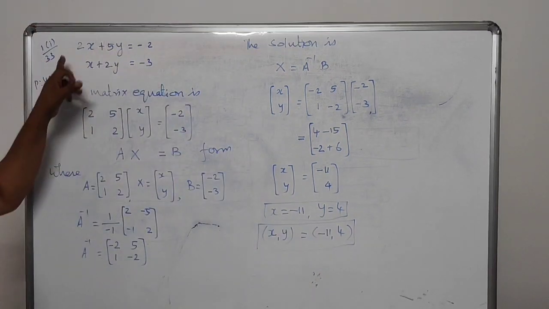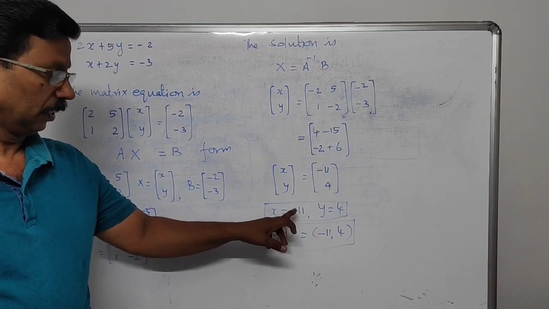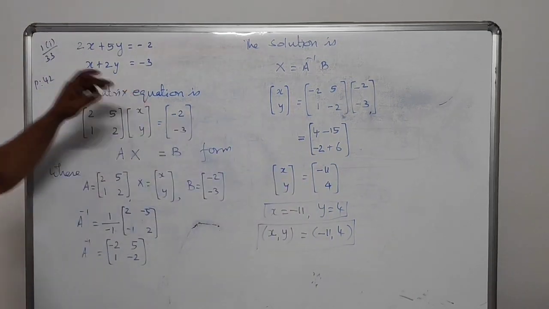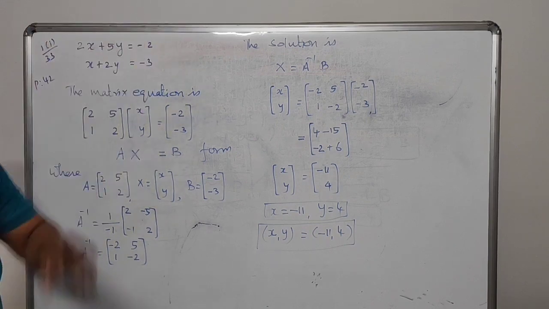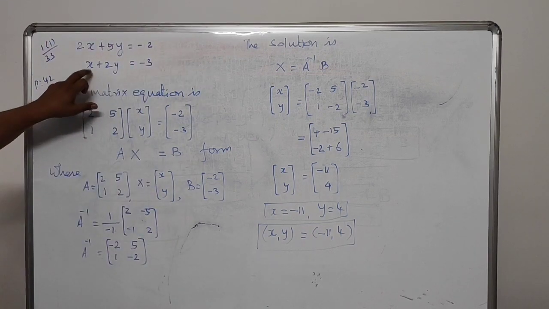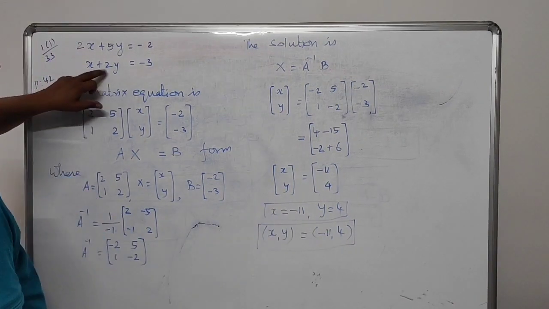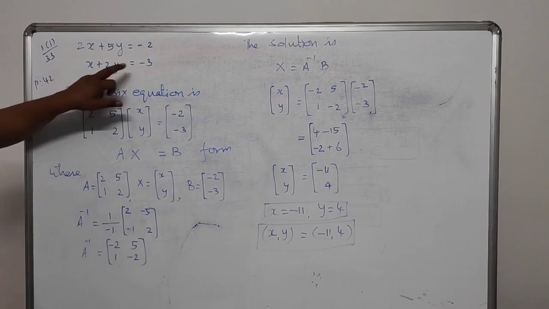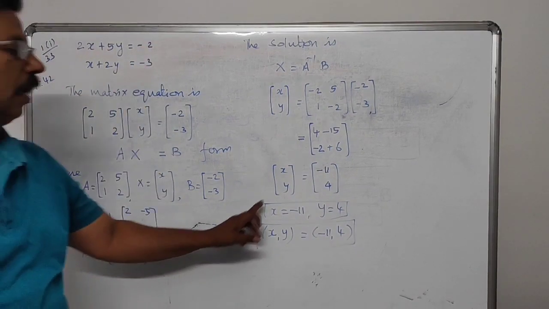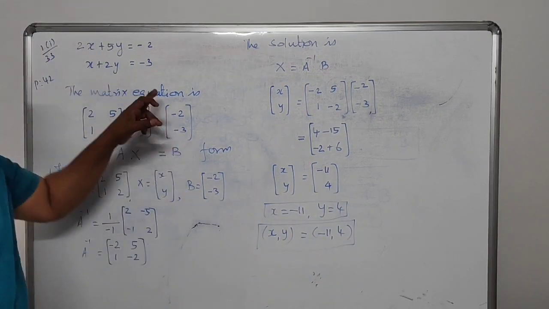How do you check your result? You already know. These values can be substituted in any one of these two equations, and you check whether you get the right hand side or not. For example, let's take the second equation, x plus 2y. x equal to minus 11, plus 2y means 2 into 4, 8. Minus 11 plus 8 gives what? Minus 3. Hence, these are the correct values. These are the solutions which satisfy these two equations.